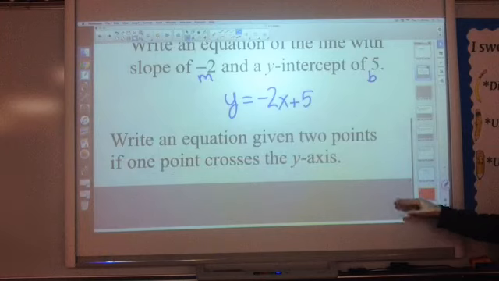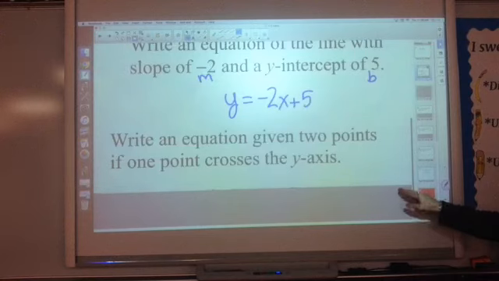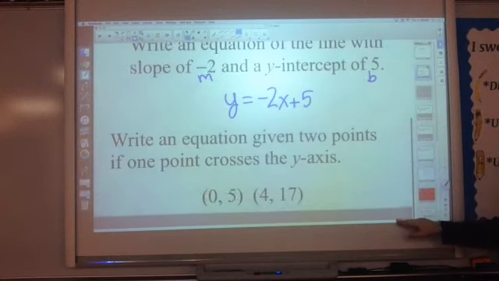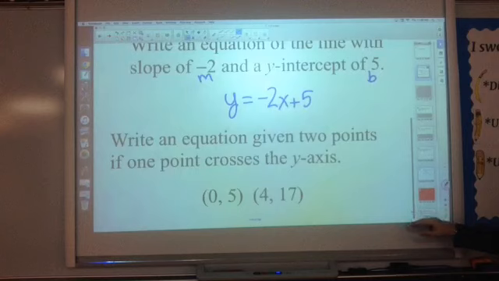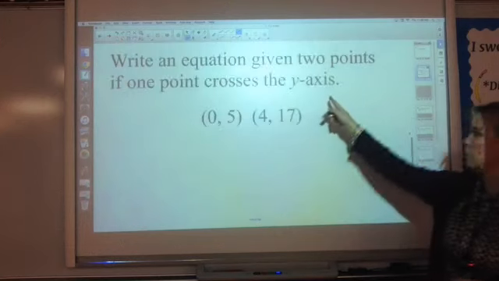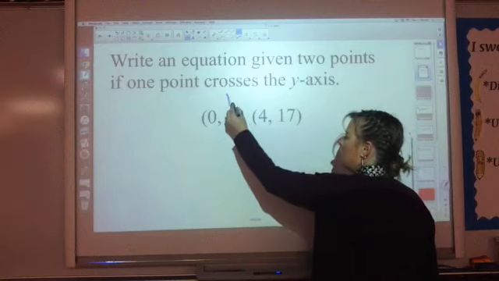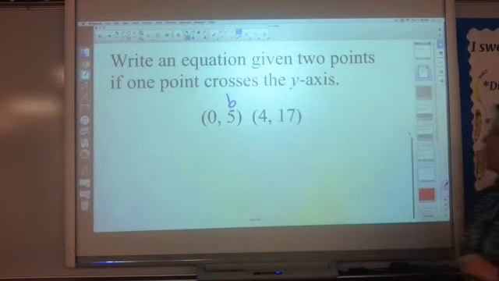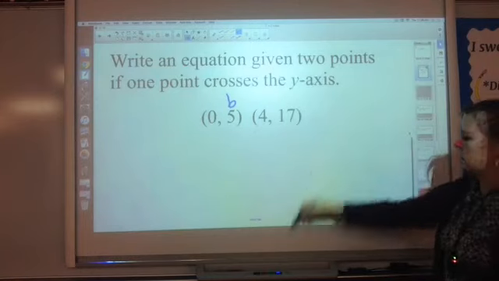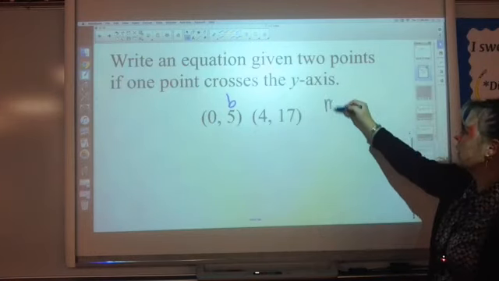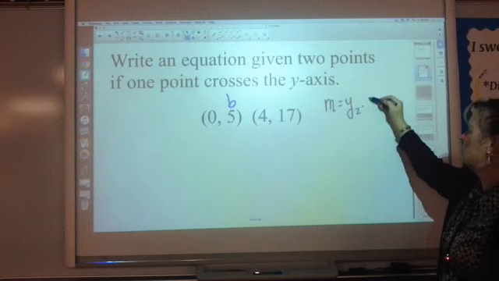Then next we said, what if you were given 2 points, but one of the points crosses the y-axis? This was from section 4.1. Here were your 2 points. You know exactly which one crosses the y-axis because it's a y-intercept, so you already know that this is b. The problem is you don't know what m is, and that's where you have to find it using your formula. Rewrite this down if you'd like to have it handy.